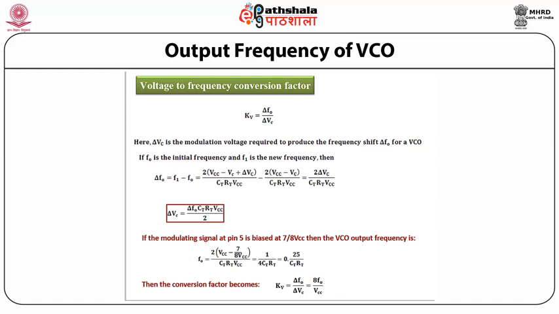So if the modulating signal at pin 5 is biased at 7 by 8 VCC, then the VCO output frequency is F0 equal to 2 multiplied by VCC minus 7 by 8 VCC divided by CT RT VCC. This is equal to 1 by 4 CT RT equal to 0.25 divided by CT RT. So the conversion factor becomes kV equal to delta F0 by delta VC equal to 8 F0 by VCC.